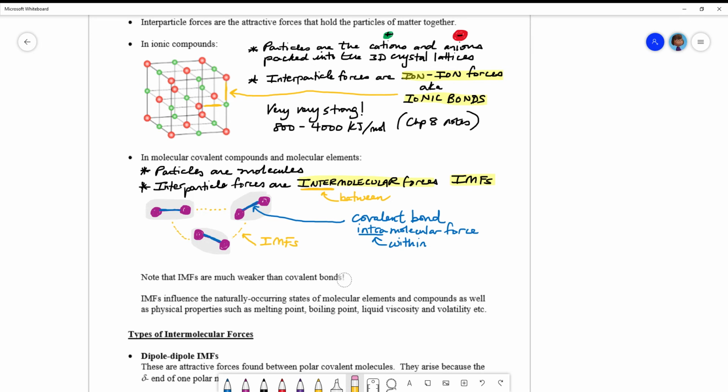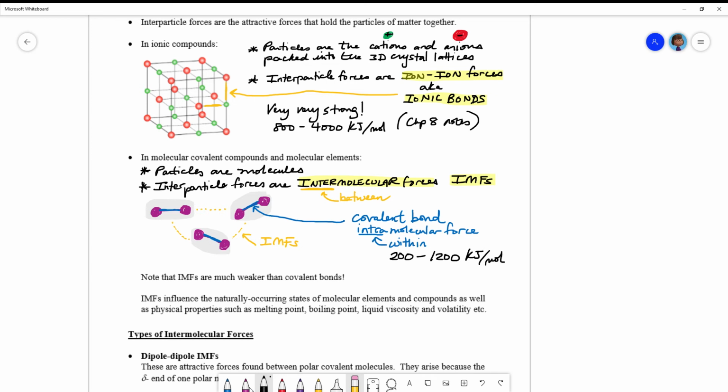Now, covalent bonds themselves are weaker than ionic bonds. Ionic bonds are very, very strong. Covalent bonds, well, they're pretty strong. They're just not as strong. Covalent bonds tend to range, depending on whether it's a single or a double or a triple bond, in strength from about 200 up to about 1200 kilojoules per mole.